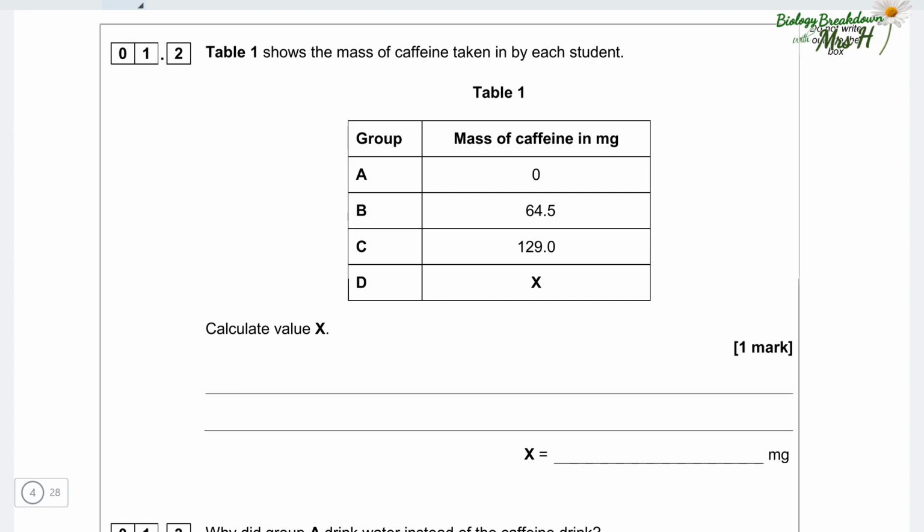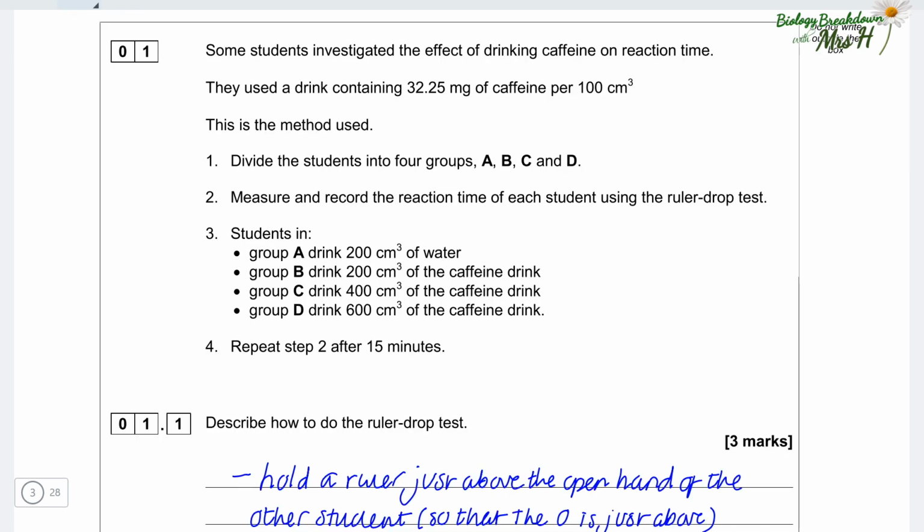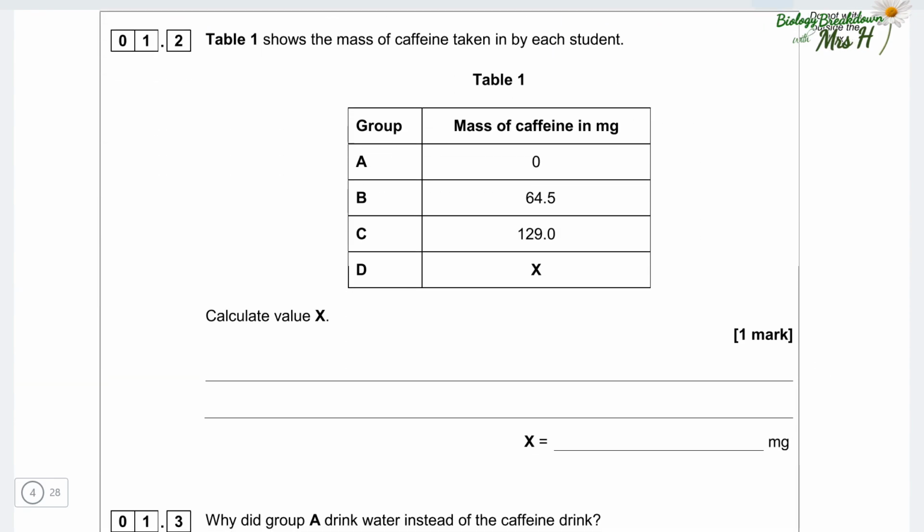Table 1 shows the mass of the caffeine taken in by each student. So there we've got our group and our mass of caffeine in milligrams. Calculate the value of X. Well, in order to do that, we're going to need to look back at what the volume of these drinks are. And I'm just going to look back and then write them on the table here.